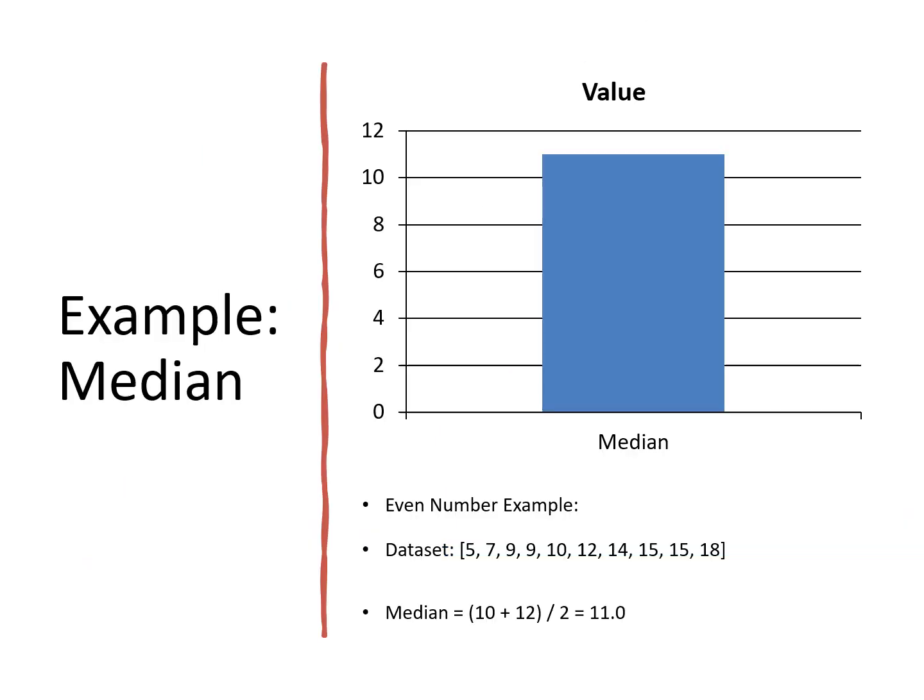Let's understand it with an example. This is the example of the median, and this is an even count. Let's say we have the data set 5, 7, 9, 9, 10, 12, 14, 15, 15 and 18. So this is an even number of values. We take the two middle numbers, 10 and 12, add them and divide by 2, and we get our median, which is 11.0.